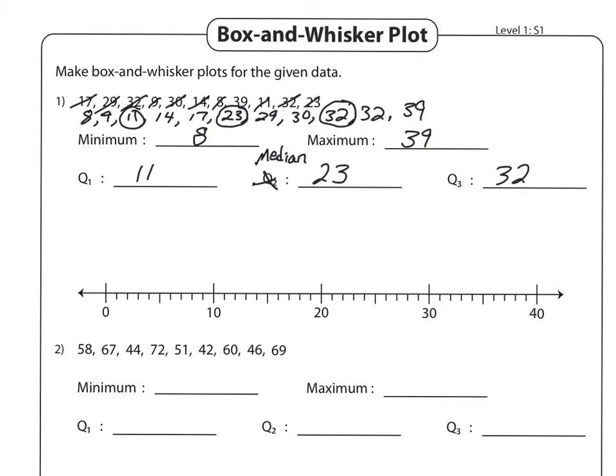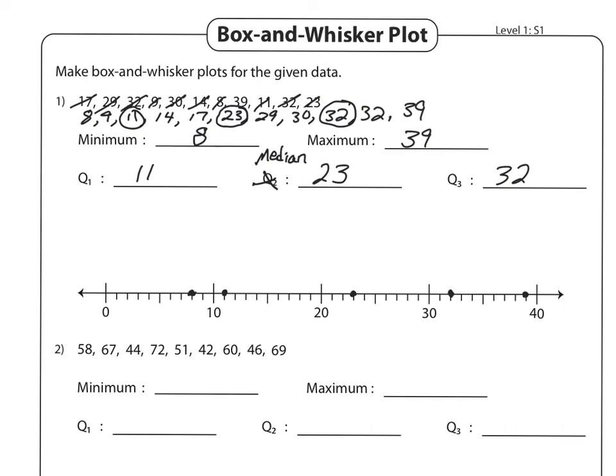So we have all of our data that we need to build the box and whisker plot. So basically, the easiest way that I can think of to do this is to plot them right on the number line temporarily. We can make our box above that. So there's 11. I have an 8. I have a 39, a 23, and a 32.